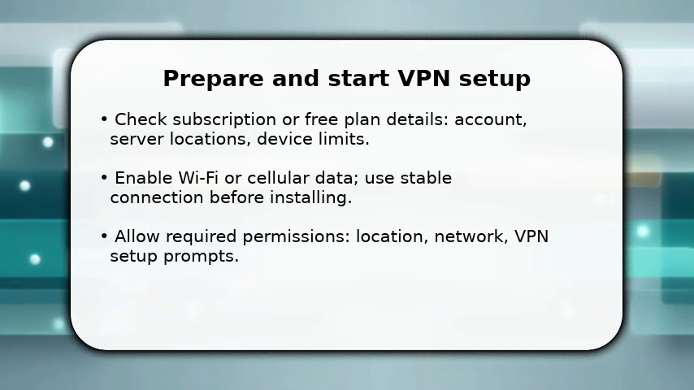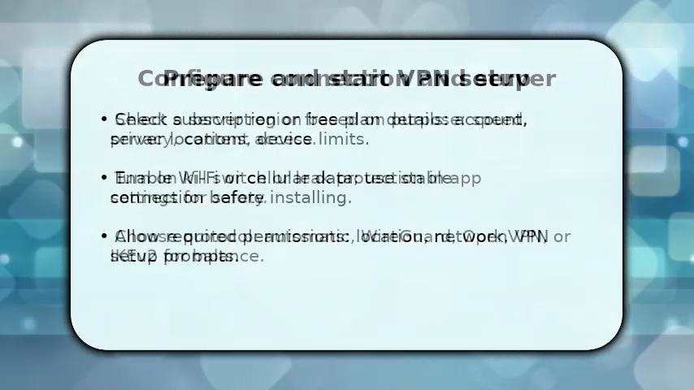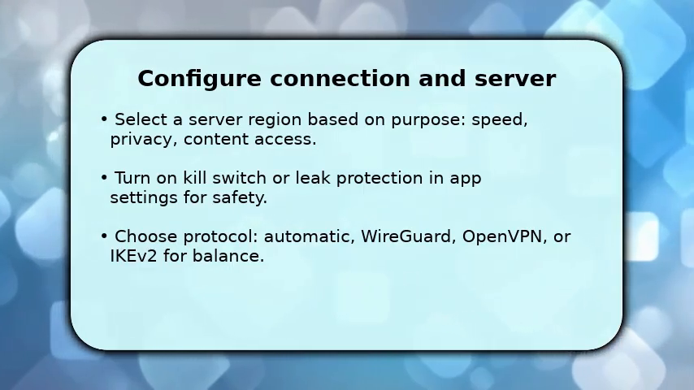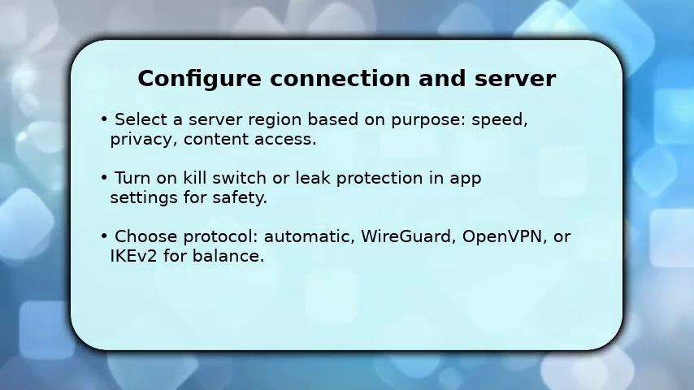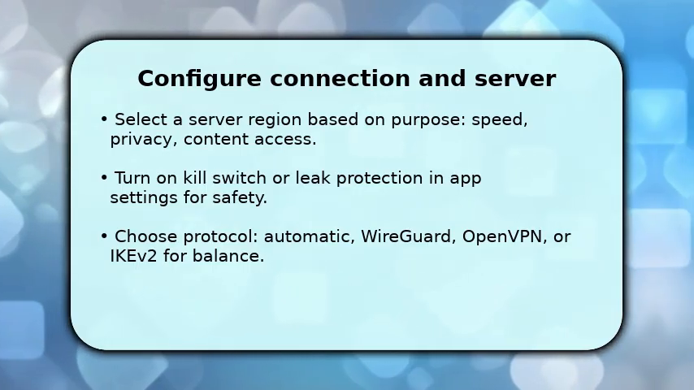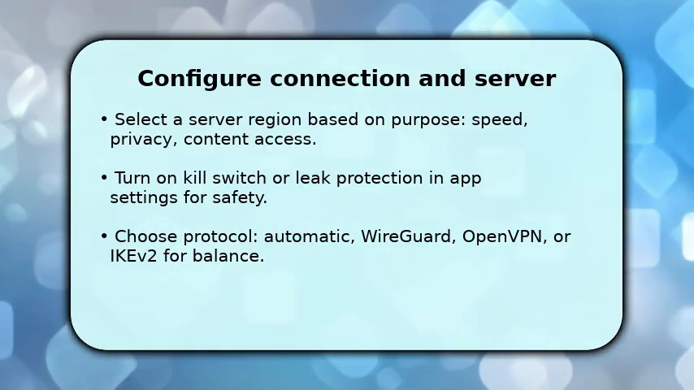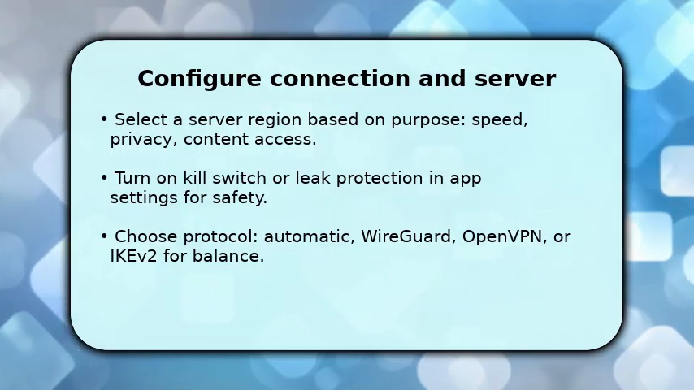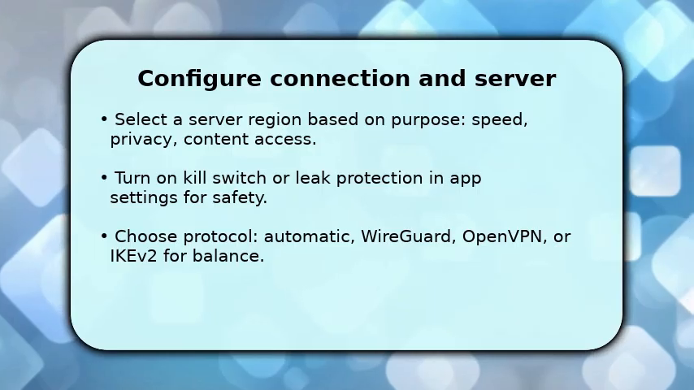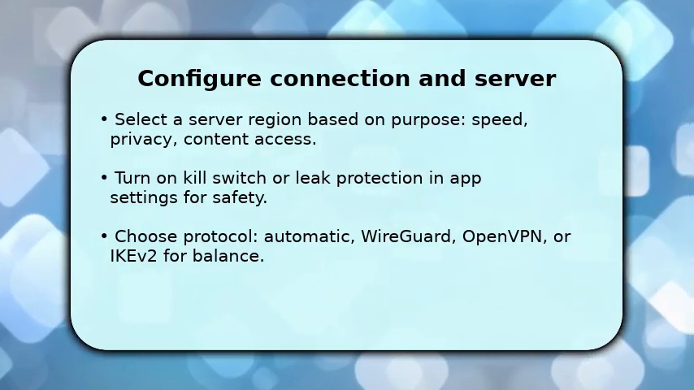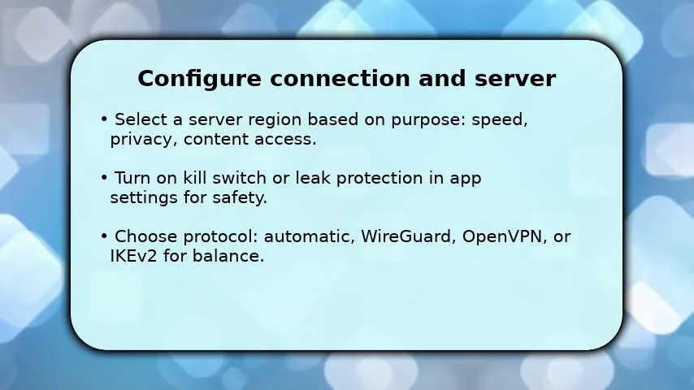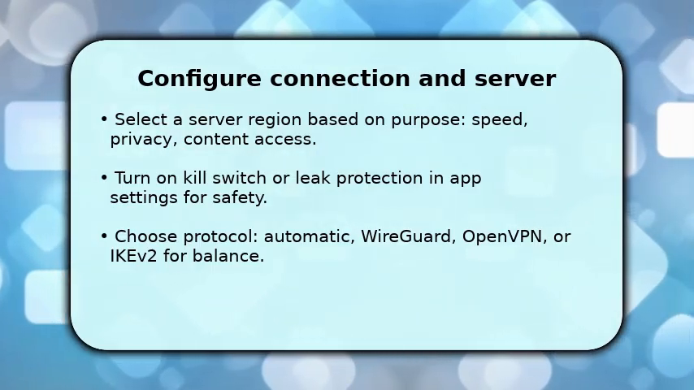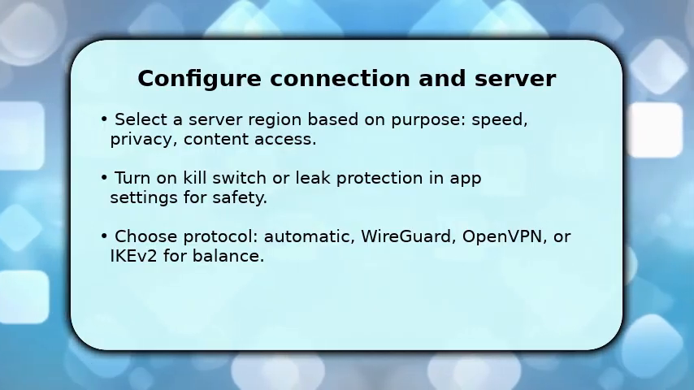and prevent configuration errors. Once signed in, you'll pick a server and configure protection settings. Choose a server near you for speed or in a specific country if you need content access. Then enable leak protection and the kill switch so no traffic leaks if the VPN drops. Next, select a protocol. Automatic is fine, WireGuard is fast, OpenVPN robust. Adjust split tunneling only if you need some apps outside the VPN. Save these settings and test connection quality before proceeding to full use.